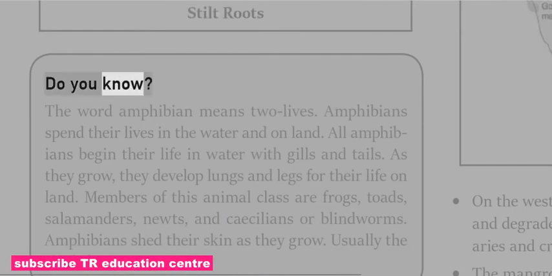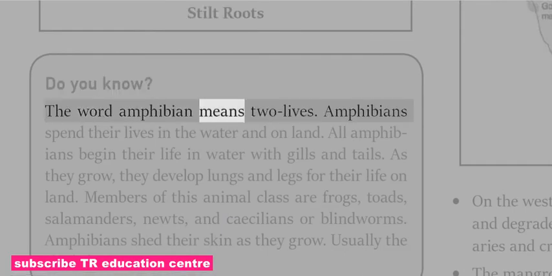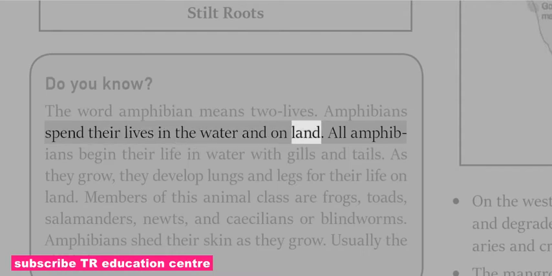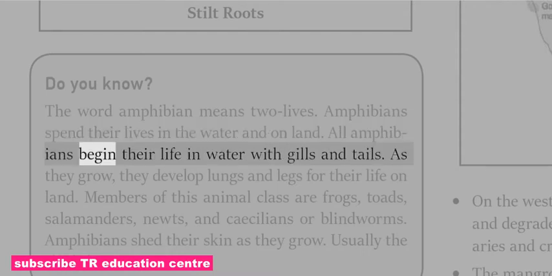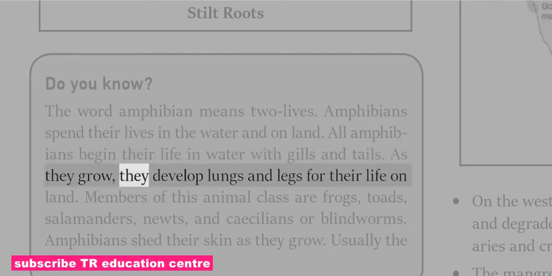Stilt roots. Do you know? The word amphibian means two lives. Amphibians spend their lives in the water and on land. All amphibians begin their life in water with gills and tails. As they grow, they develop lungs and legs for their life on land.